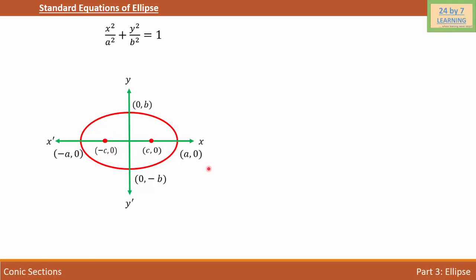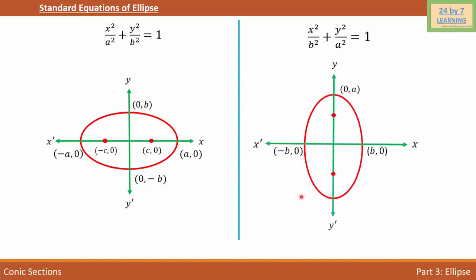Now let's consider a second standard equation, which is x squared over b squared plus y squared over a squared is equal to 1, where my minor axis is b, which is along the x-axis, and my major axis is a, which is along the y-axis. So if we draw the ellipse, we will get a curve something like this.